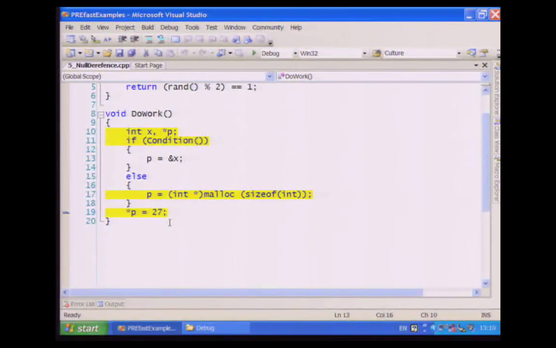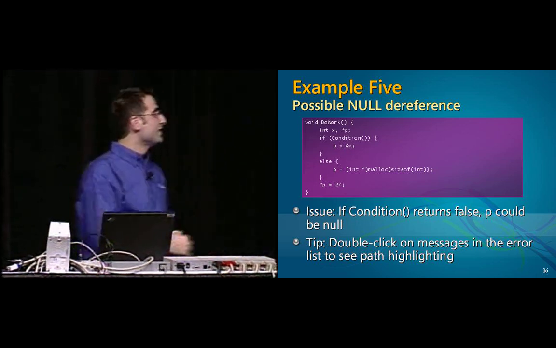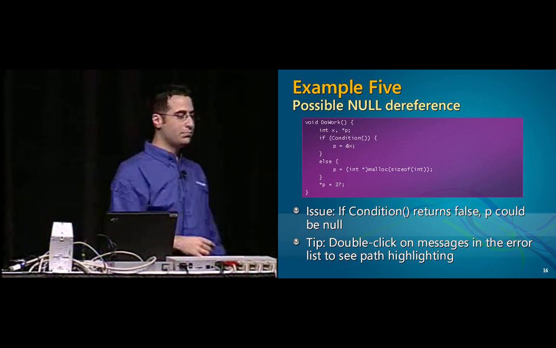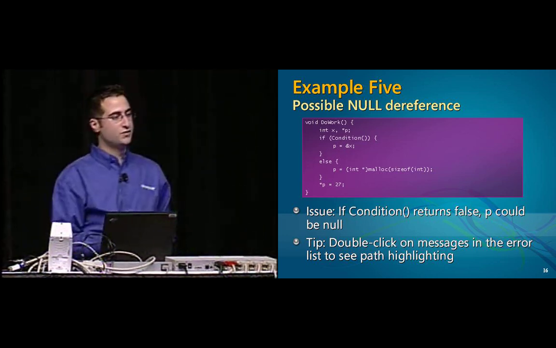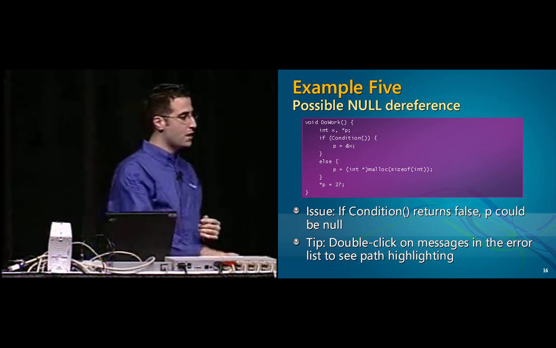And so you can imagine, in more real-world scenarios, you can have some pretty complicated paths through which something may or may not be null, and the analysis will actually show you why it thinks it can be null. So that's it, but the big tip: use the path highlighting to try to discern what's going on and really understand. It can be really helpful.